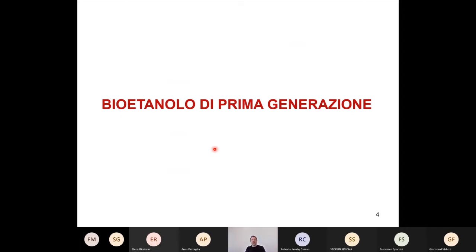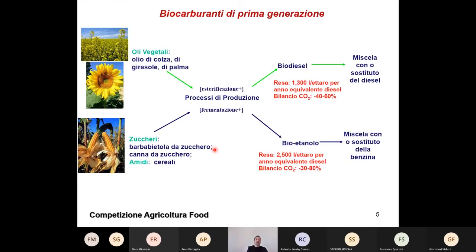So we can start from first generation bioethanol. This is the overview of first generation biofuels. Sugar or starchy crops, through a fermentation process, obtain bioethanol, and vegetable oils from sunflower, soybean, and so on, through a transesterification process, obtain biodiesel. These are the two first generation pathways we will treat.